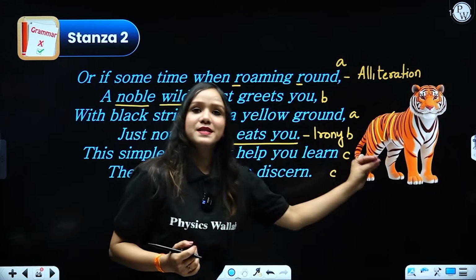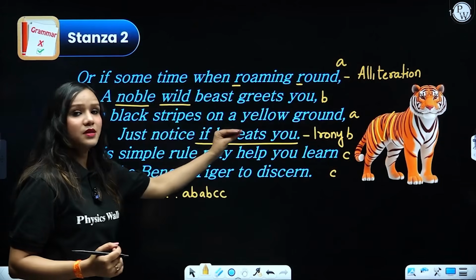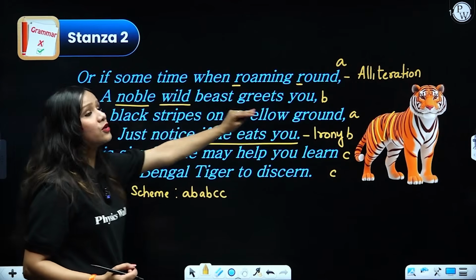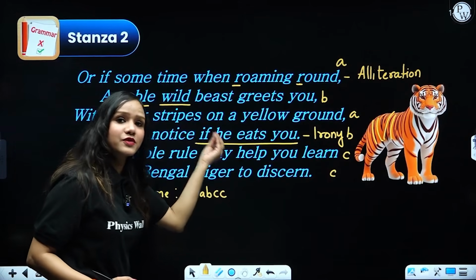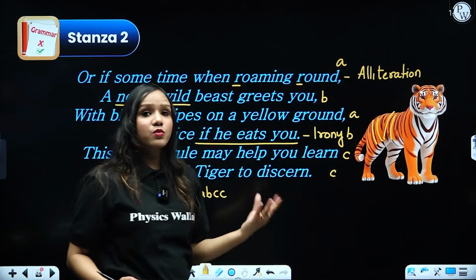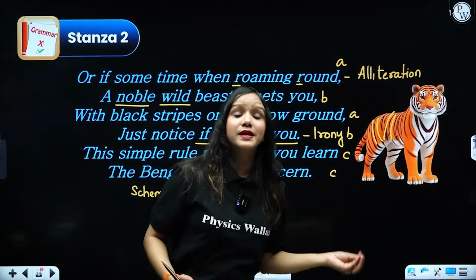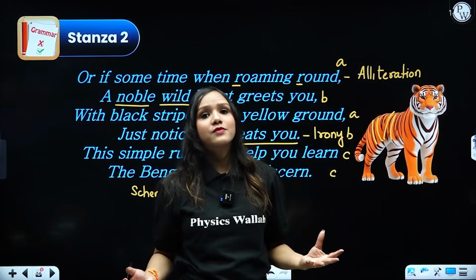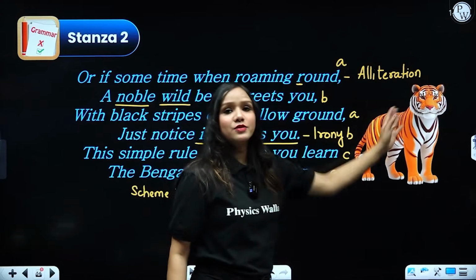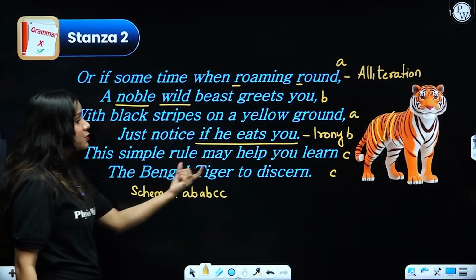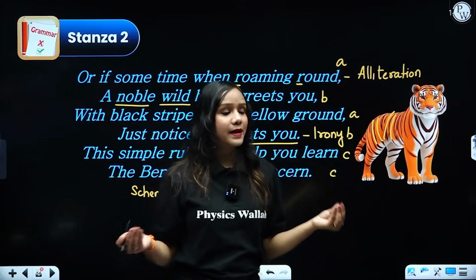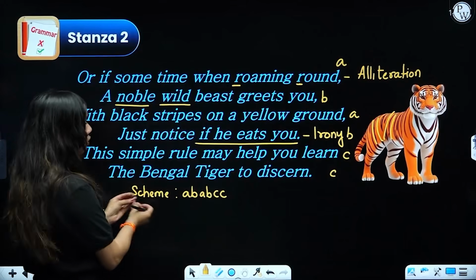Now let us know. If sometime you are roaming somewhere in the jungle and you come across an animal, a noble wild beast with black stripes on a yellow ground, what is the physical trait of this? How would you differentiate it from other animals? Because a wild animal is different from the other one in terms of physical appearance and behavioral pattern. How would you identify the Bengal tiger? You see the black stripes on its yellow skin, right? And this simple rule will help you learn. What is that simple rule that you need to learn in order to identify a Bengal tiger? What's that? Very interesting. The Bengal tiger to discern.